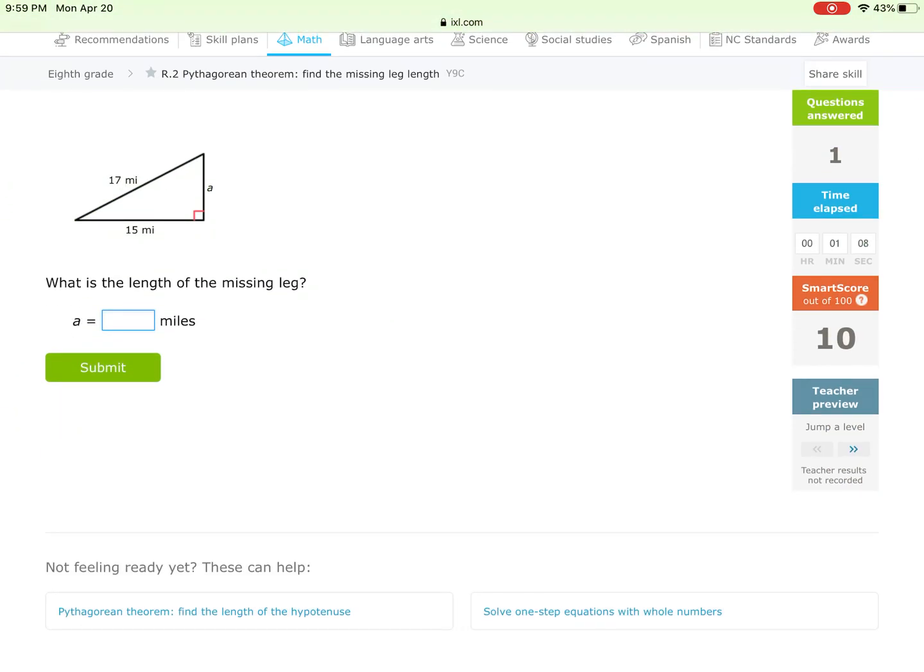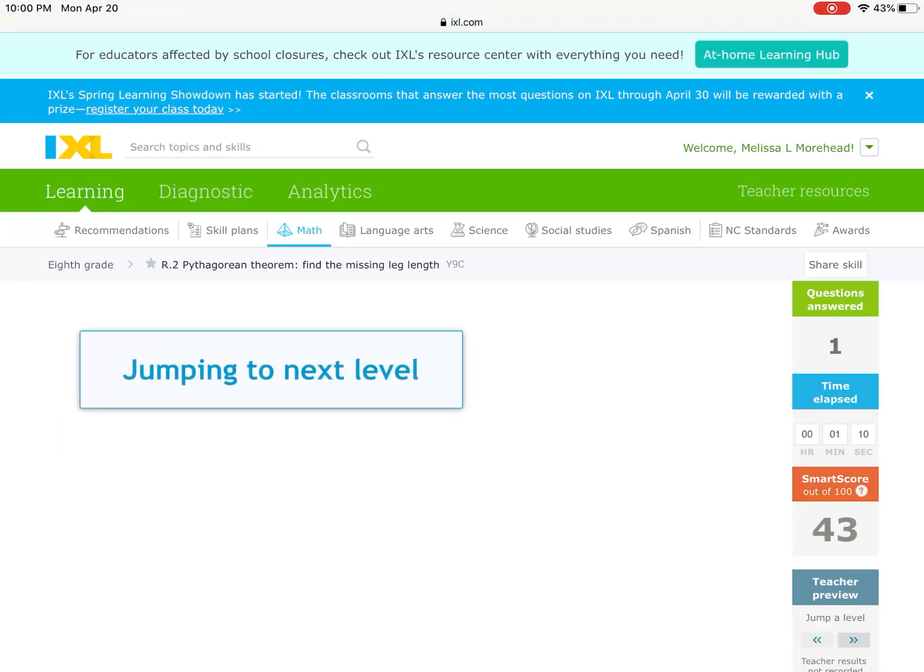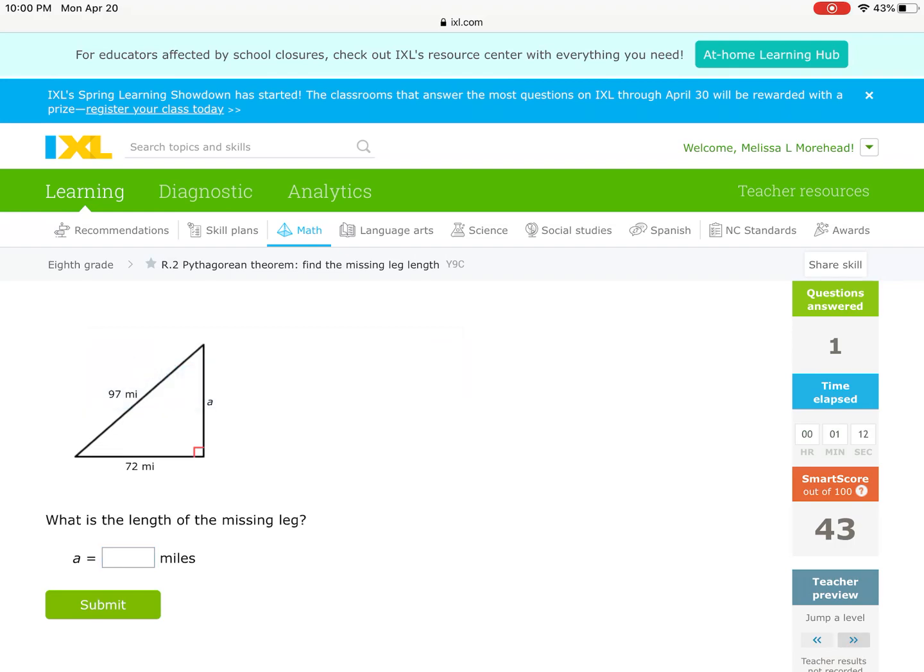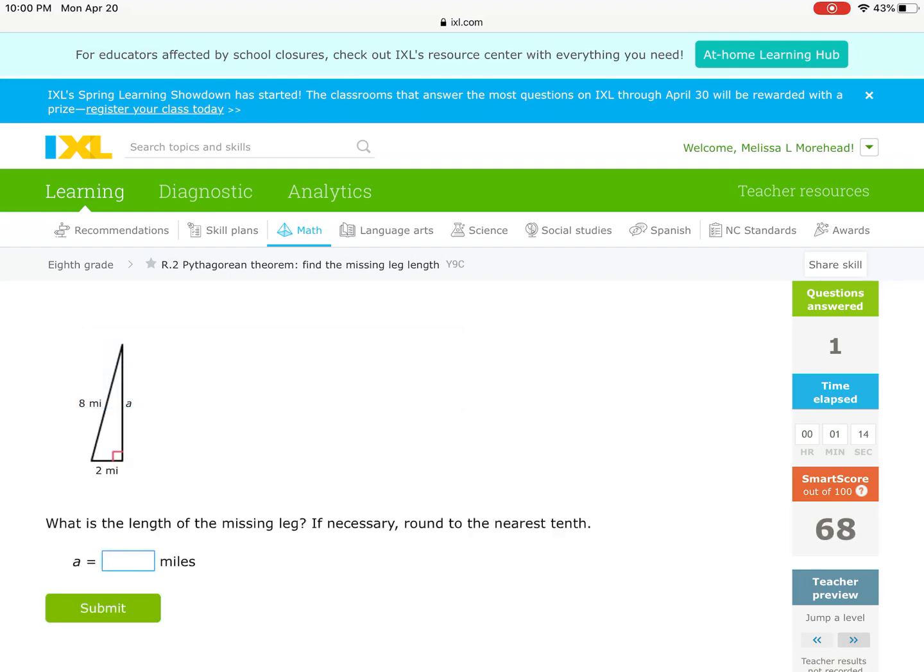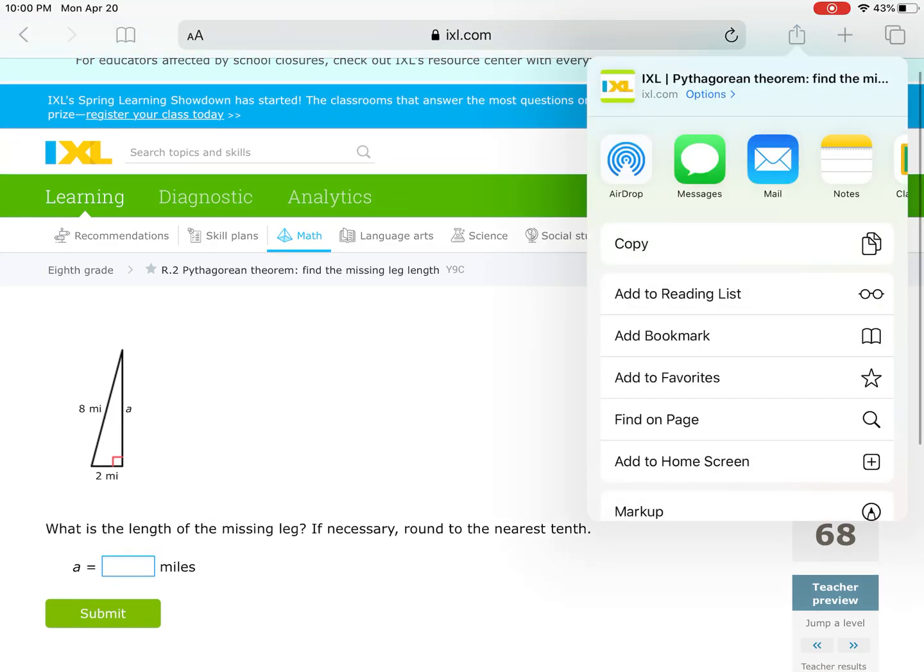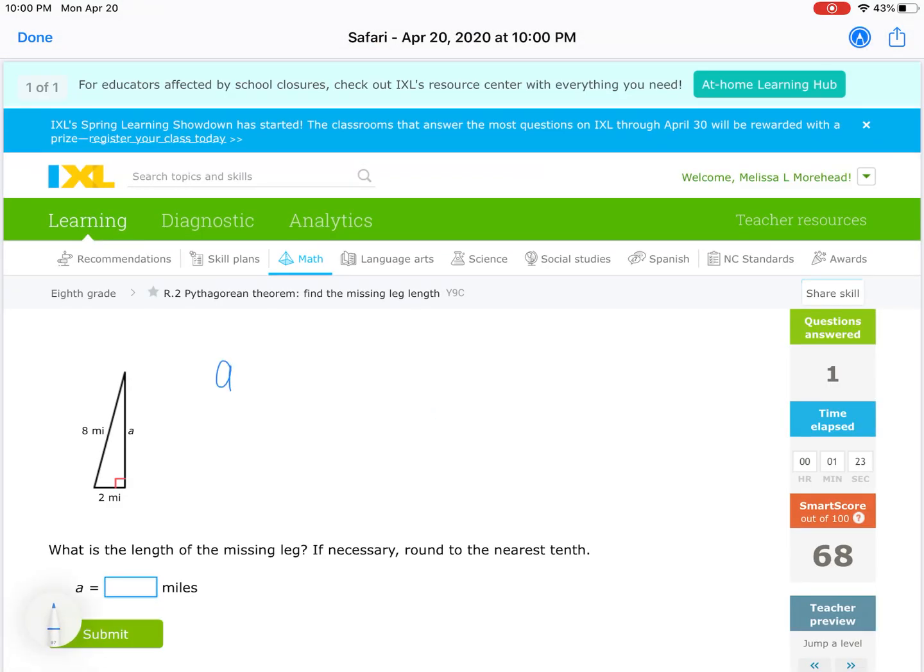All right, so I'm going to jump a level so we can get to some with decimals. All right, I think this is going to give us a decimal answer. So let's plug this one in. So we've got A squared, that we don't know, plus 2 squared equals 8 squared.